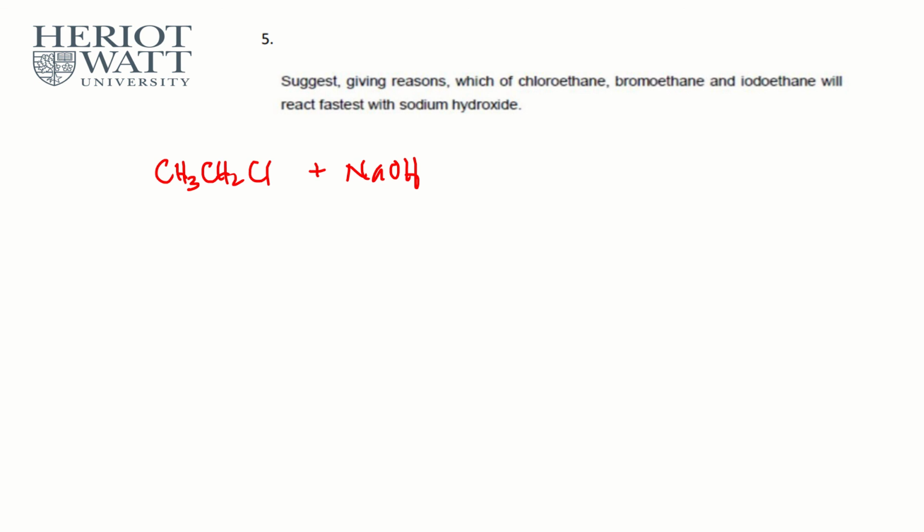If it is aqueous, then it's nucleophilic substitution. If it is alcoholic, that will be elimination. Since in this case it doesn't specify, we follow the default. Remember that the default will be aqueous, because NaOH is a base that is highly or fully soluble in water. So the reaction they're talking about here is actually nucleophilic substitution to get CH3CH2OH plus NaCl.